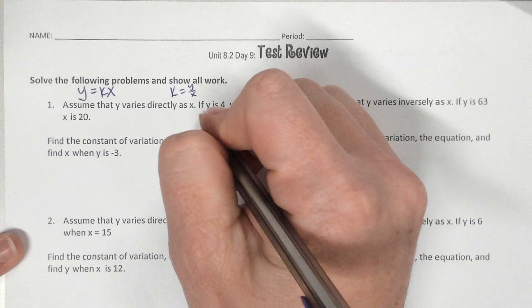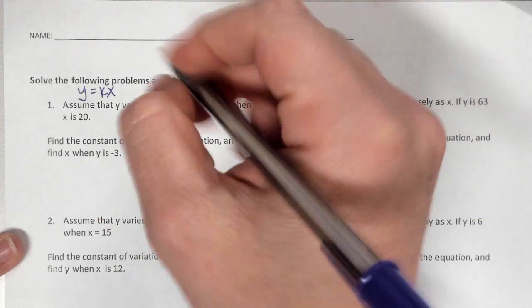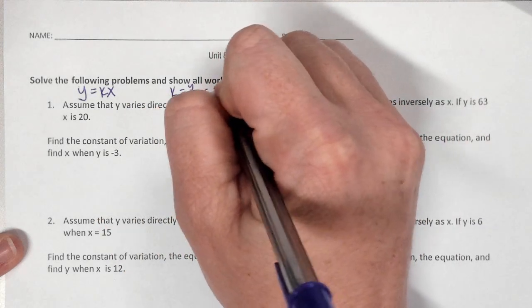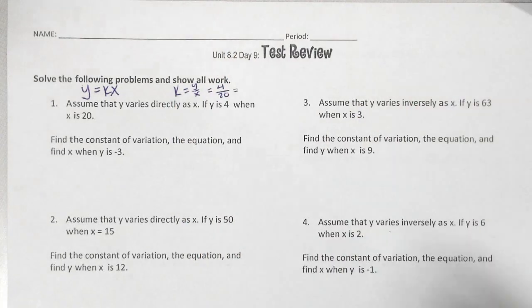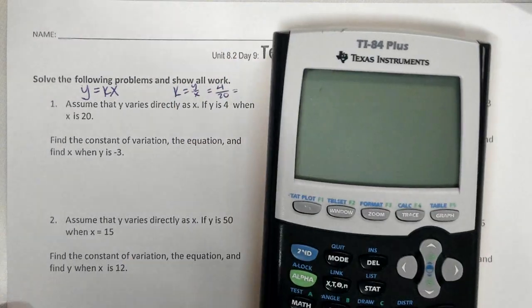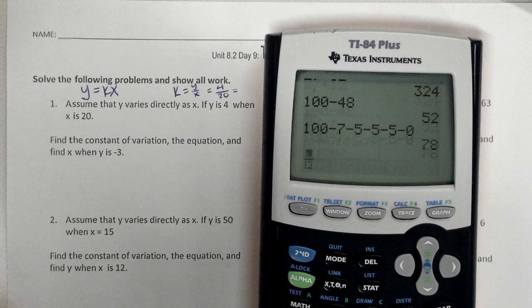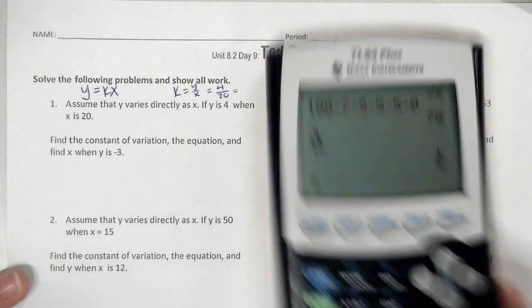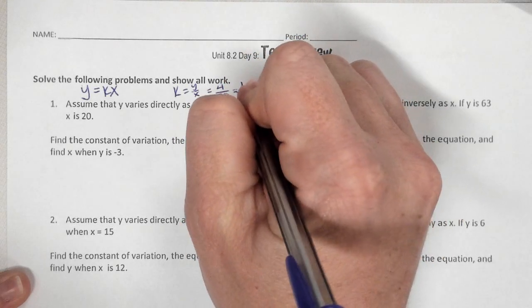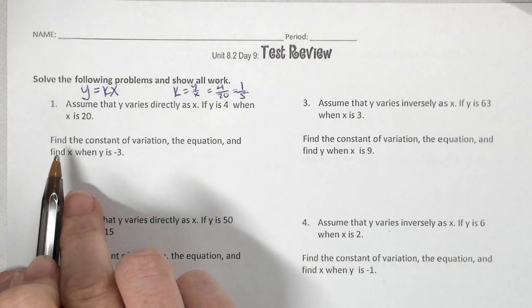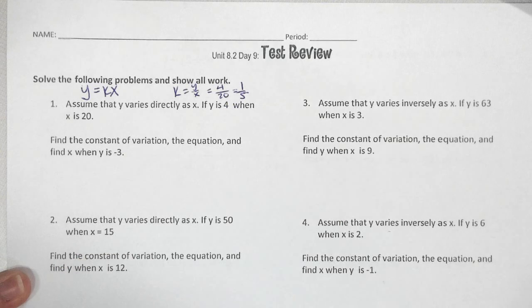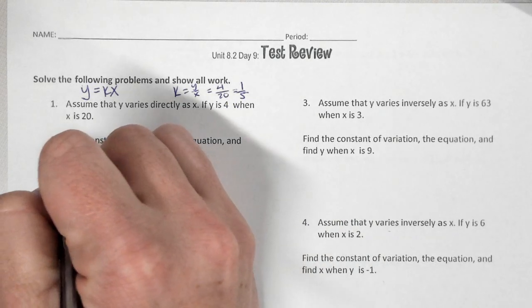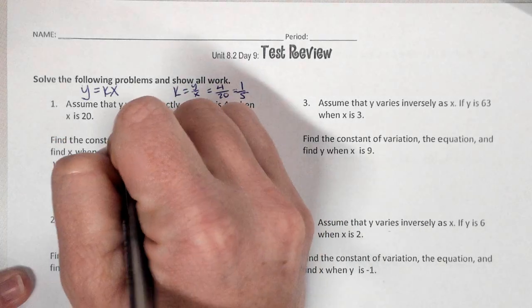So it says if y is 4 when x is 20. Well, if I simplify that in my calculator, I get 1/5. So I know k is 1/5. And it says find the constant variation. Well, there's my constant variation. So k equals 1/5. I've already done my first step.